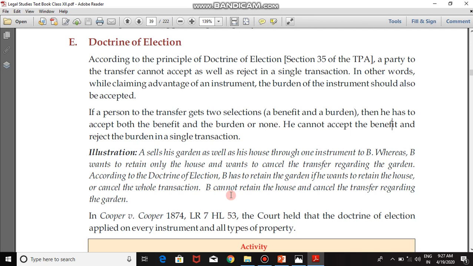The doctrine of election, or we can say the rule of election. While the transfer is being made, the transferor is the person who transfers the property, and party B is the party which receives the property. Fine. So, as this example is given, understand it like this: in a transfer of property there are two things. In this example, there is a garden attached to a house.